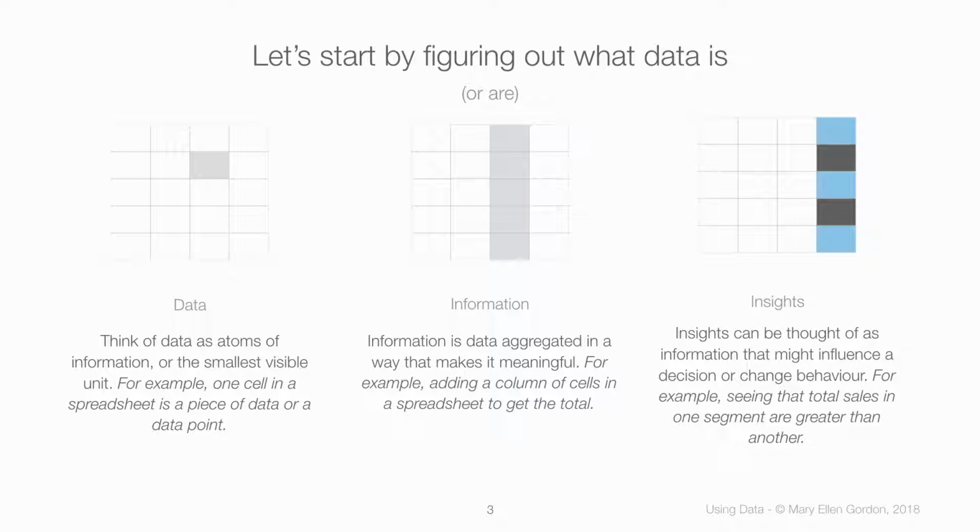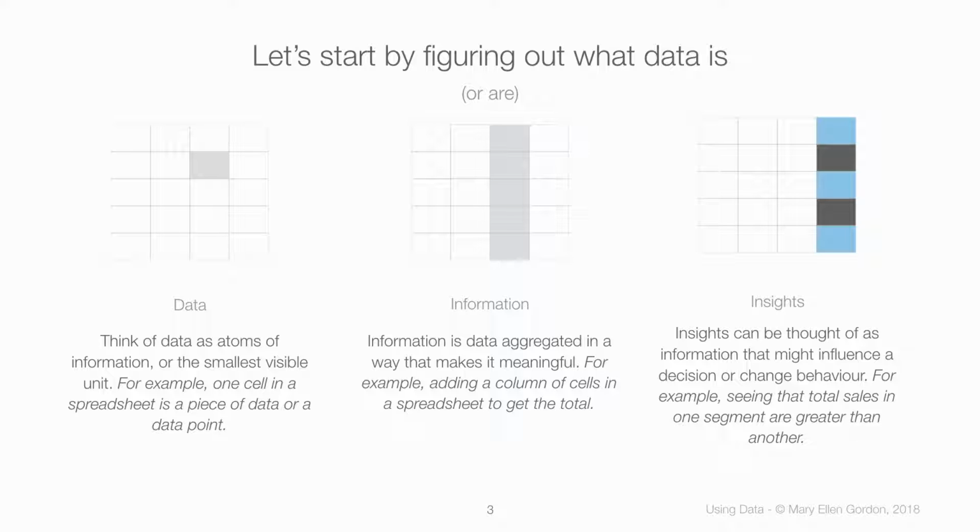I want to start with some basic definitions, but even before I get there, I need to give an apology to any grammarians out there. Strictly speaking, when we talk about data, we're almost always talking about it in the plural, so we should be saying "data are," but I'm often going to use the more colloquial "data is," including right now when I say let's start by figuring out what data is.